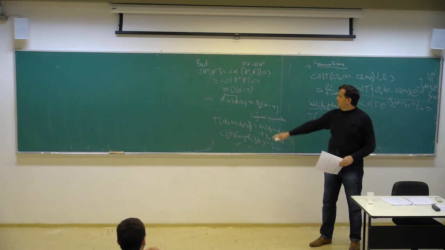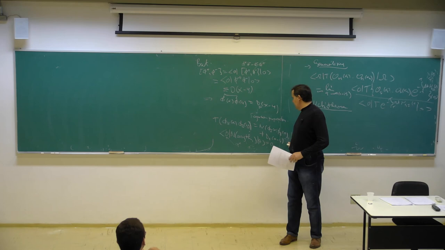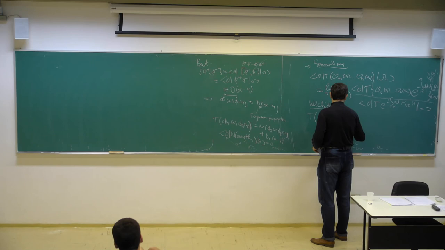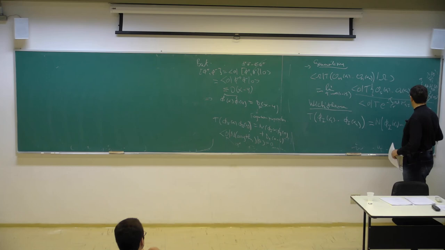The point is I can always, inside the time ordering, pick out two of the fields, write this relation, and then this is multiplied by other fields. So that means the Wick theorem says the time ordered product of any fields is equal to the normal order product of the same, but then plus what? Well, all possible contractions.